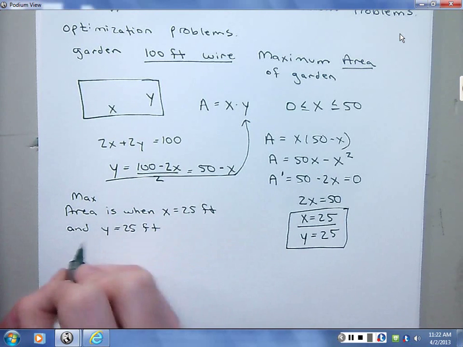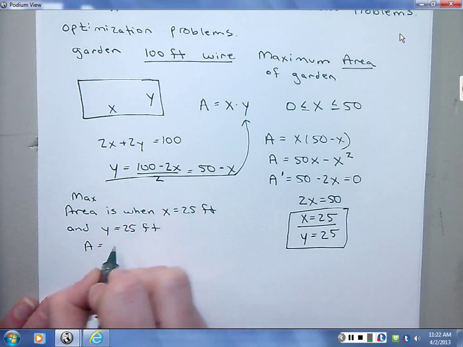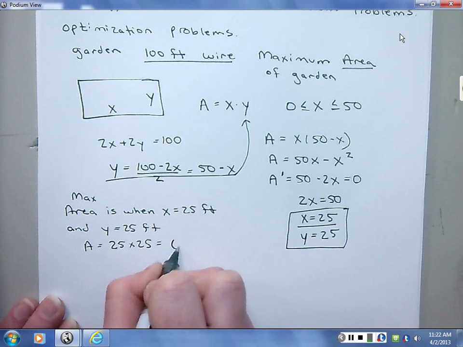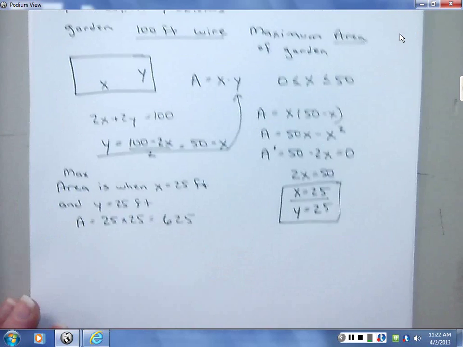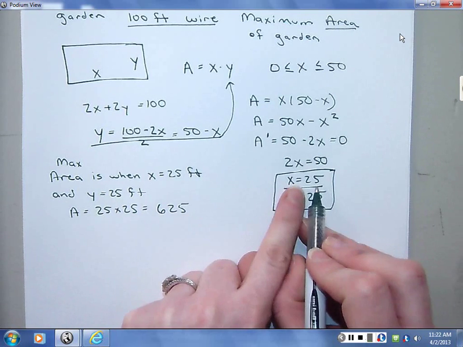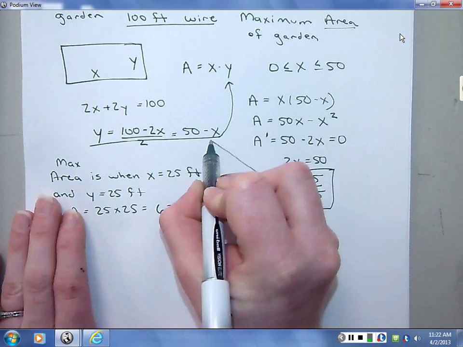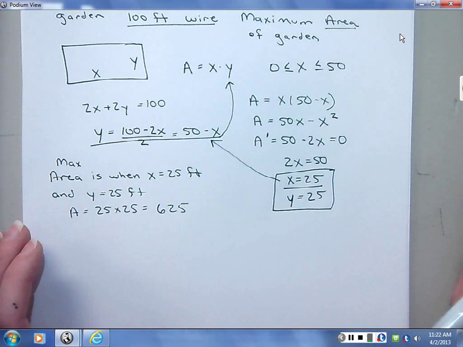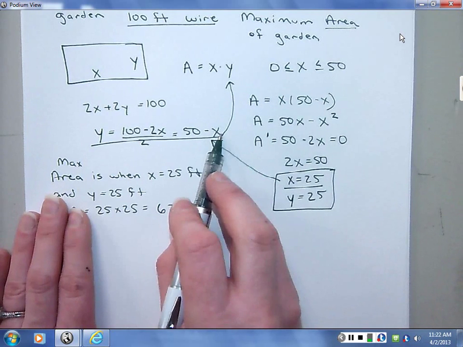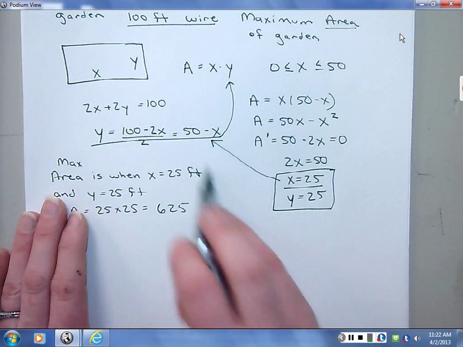And the area would be 25 times 25. Why is y the same as x? Well, x is 25, so I could plug this x into this equation and solve for y. Because y is 50 minus x. Once I find x, I plug it in to find y.